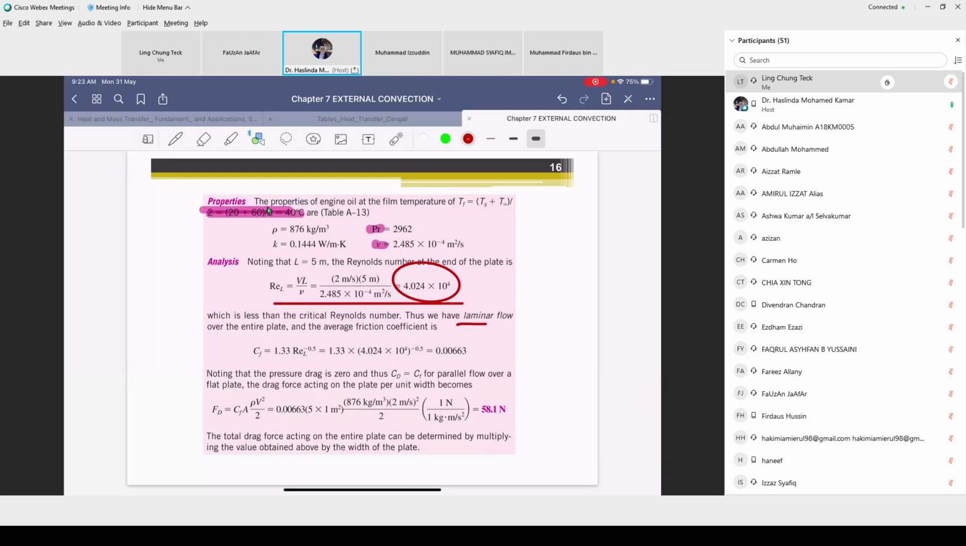Meaning that this is laminar. Right? Because laminar must be less than 5 times 10 to the power of 5. Right?